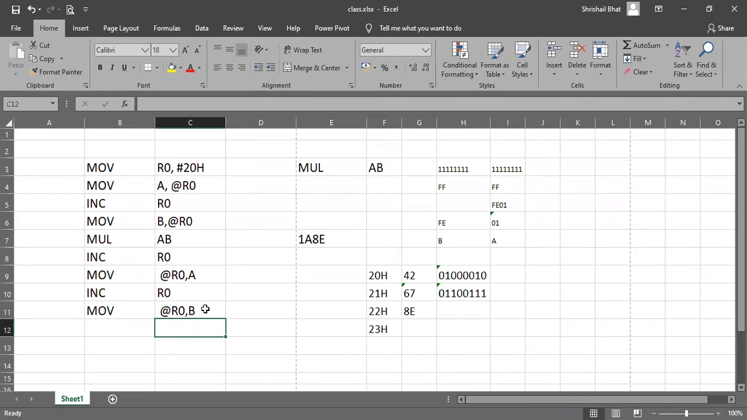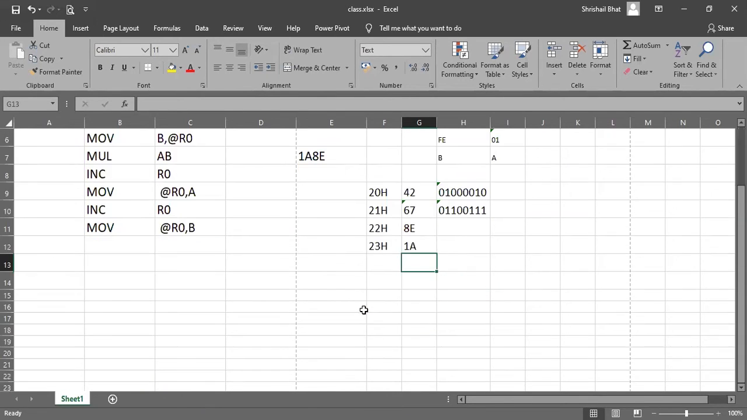Here, we are using R0 and incrementing because the operands are in successive memory locations, and the result should also be stored in successive memory locations. But every time it need not be the case. Sometimes you might be asked to multiply two numbers where one number is present in, say, 30H, and the other number is present in some random location like 54H.